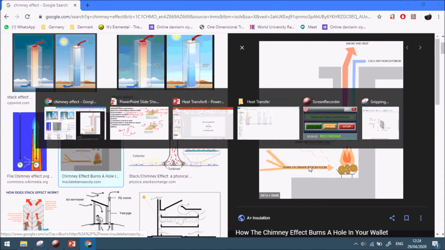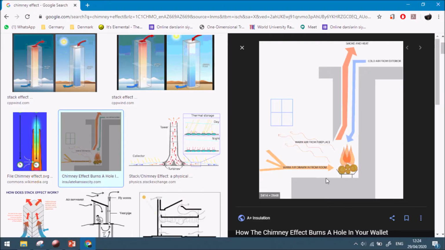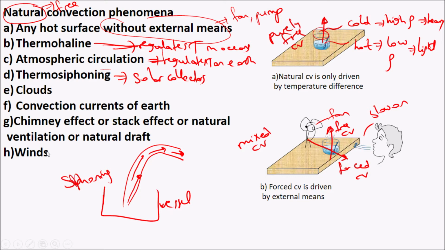It is also called natural ventilation. Here you don't use any ventilation; it happens by itself. The last part is the winds. These are also natural convection. This is due to density difference again, and it creates pressure difference, and then you have the winds. But atmospheric phenomena like thermohaline circulation, atmospheric circulations, and winds are very complex phenomena. This is not as simple as we are talking about, but anyway, these are the applications of natural convection.